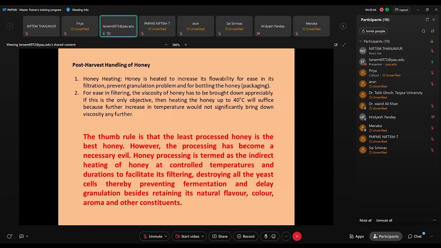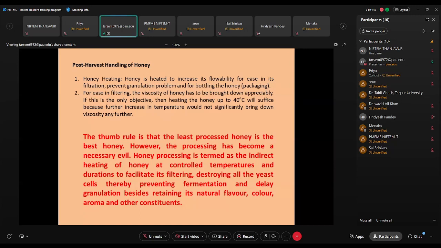Otherwise, if we are reducing the moisture content of the honey, then we can go beyond 40, even beyond 50 degrees Celsius. But care should be taken that we must provide indirect heat, not direct heat. We simply cannot put fire below the honey chamber or honey container. That will affect its quality.